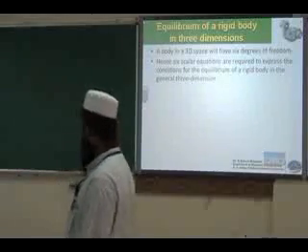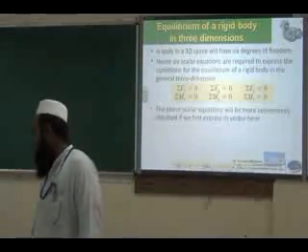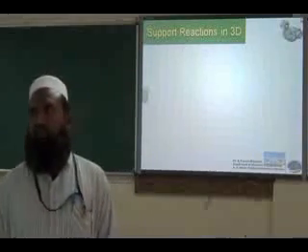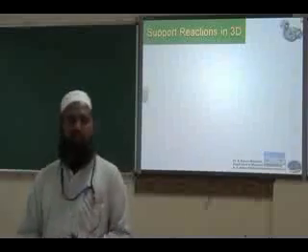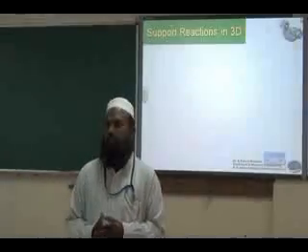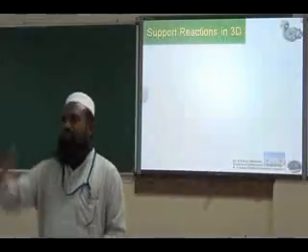Here we already started with equilibrium of body in 3 dimensions. A body in 3 dimensions means how many degrees of freedom it will have? 6 degrees of freedom. So what are the 6 degrees of freedom from the back side?